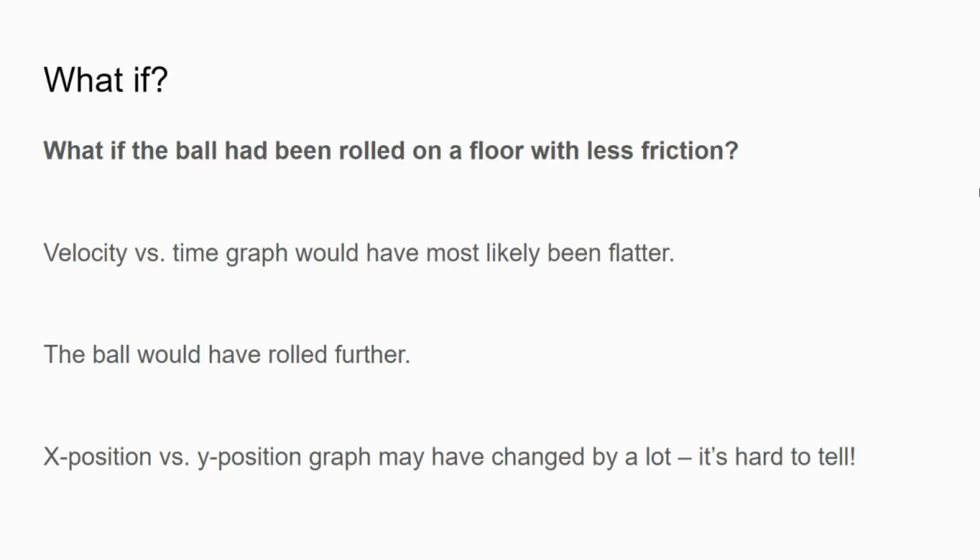One remaining question is, what if the ball had been rolled on a floor with less friction? For starters, the velocity versus time graph would have likely been flatter, for a smaller friction force would have meant that the ball would have slowed down at a decreased rate. This would have also caused the ball to roll further. Finally, the x and y position graph would have also changed, but it is hard to tell in which direction.